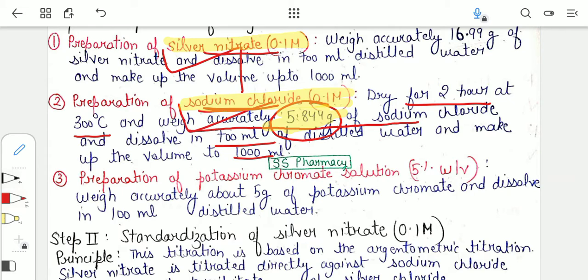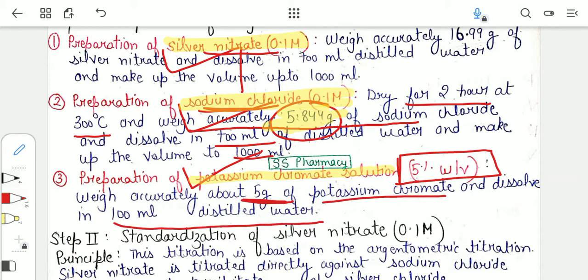Now let us talk about the next preparation, which is the potassium chromate. Potassium chromate here is our indicator. If you know about Mohr's method, then you will know that in this we use the indicator potassium chromate, and it must be 5% weight by volume, which means that we will dissolve 5 gram of potassium chromate in 100 ml of distilled water.